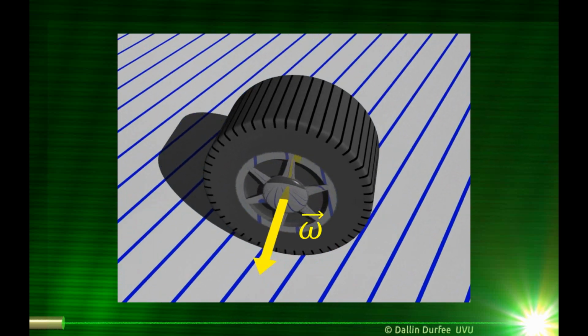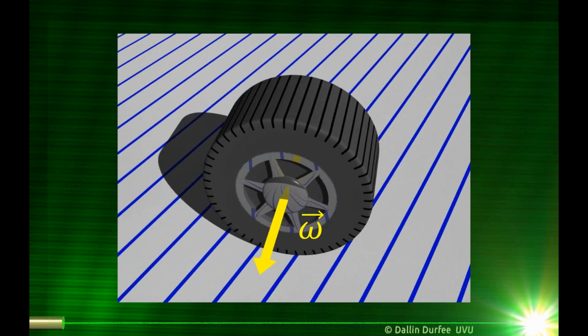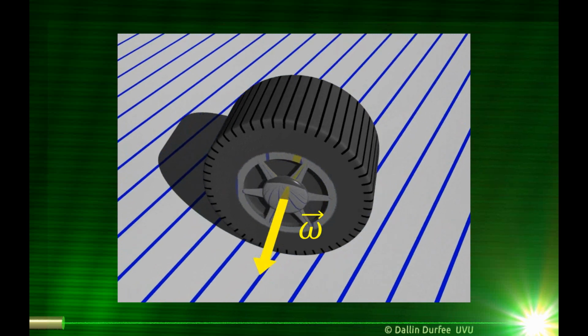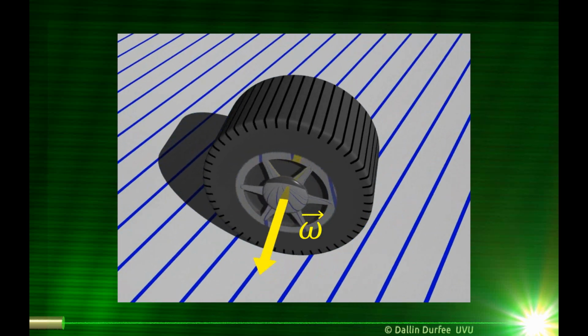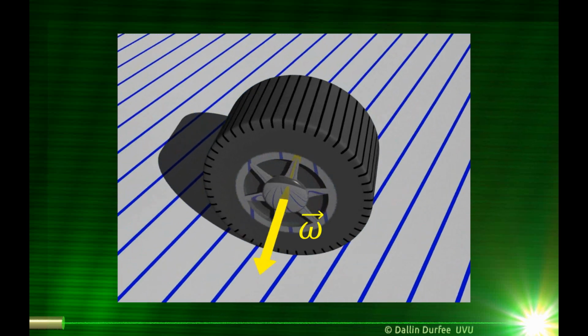If the tire is going the other way, I take my right hand, I curl my fingers in the direction that the tire is rotating, and my thumb shows me the direction of the angular velocity, in this case pointing outward.